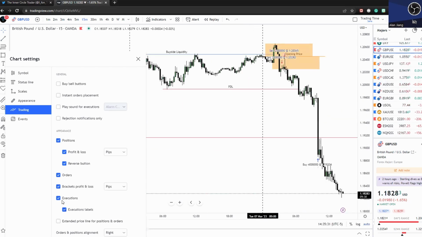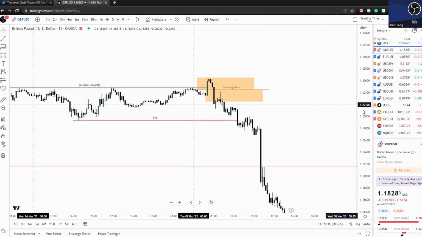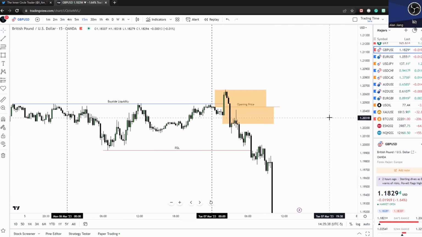So let's go back to this. Let's get back to this. Entries are not important. All right. They're not super important. You have to know where price is going and where your narrative lies.